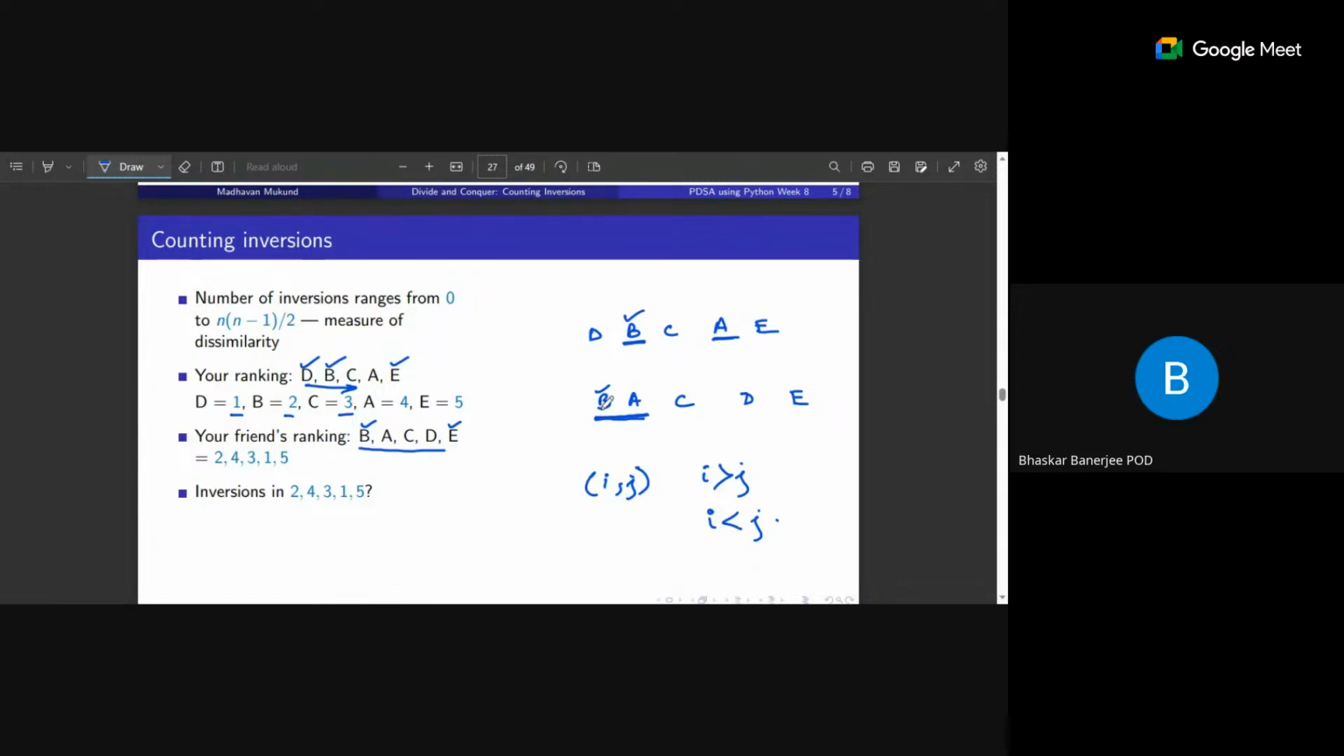Can you tell me such an inversion? I can see one. Can anyone tell me? AD. A is last for you and A is before D for me. Correct, so AD is an inversion. Anything else? CD. CD is an inversion, yeah. Even AC is an inversion.